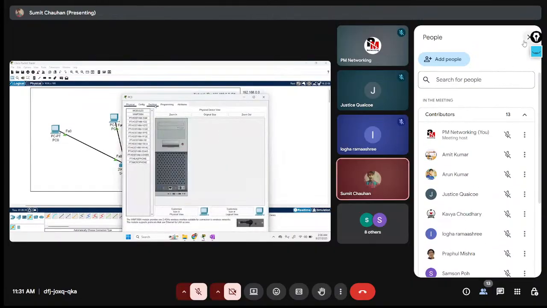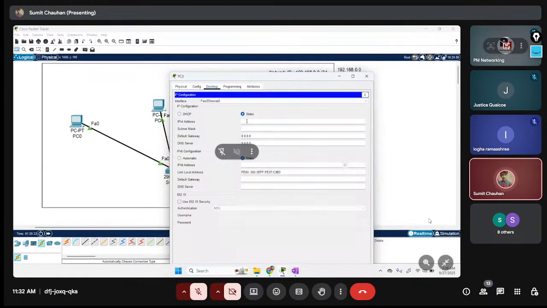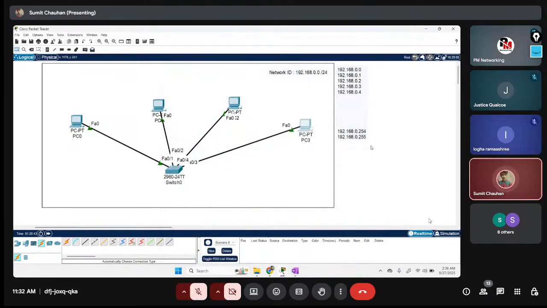Go to PC4, then Desktop, then IP Configuration, then 192.168.0.4, 255.255.255.0. That's all. After assigning IP addresses, guys, when these devices are connected inside the network, logically and physically, they can share data. Right now, this Packet Tracer is well capable of making you learn everything that is inside your CCNA, guys.